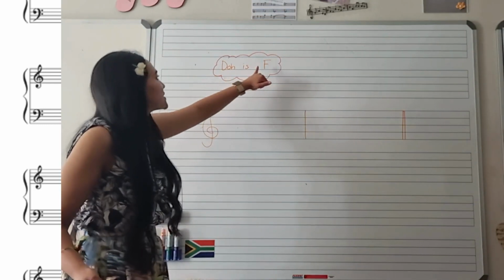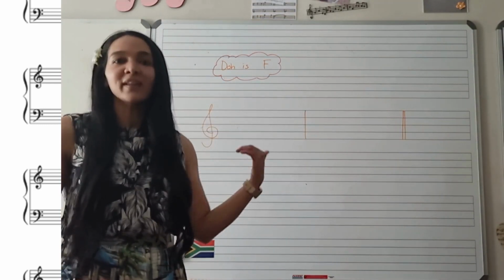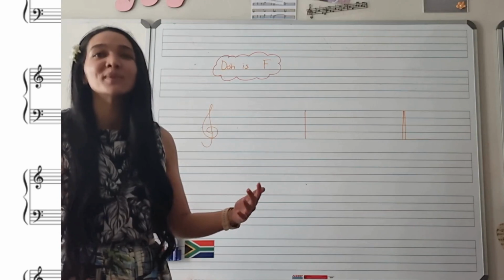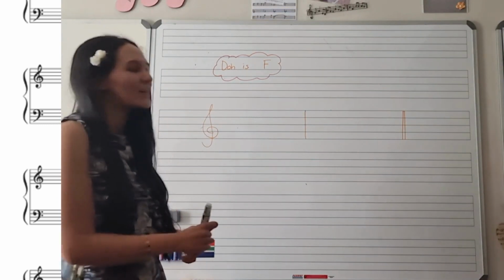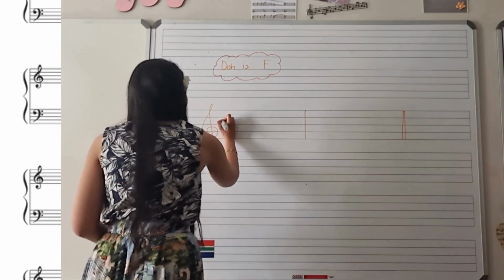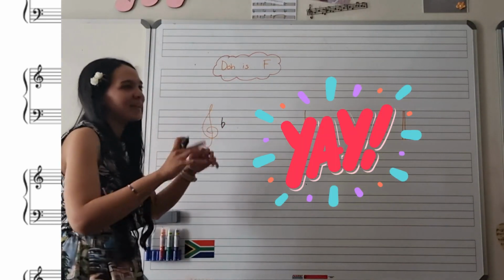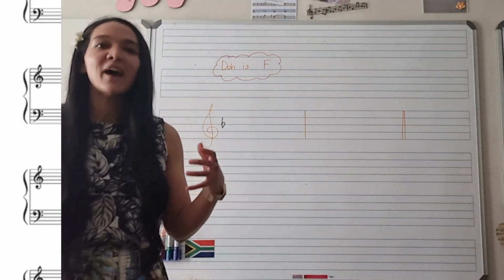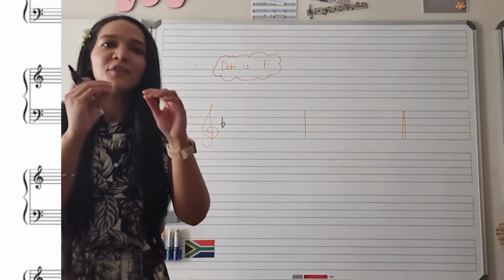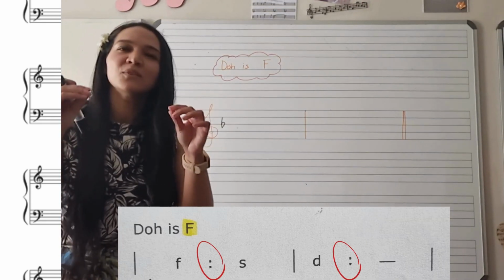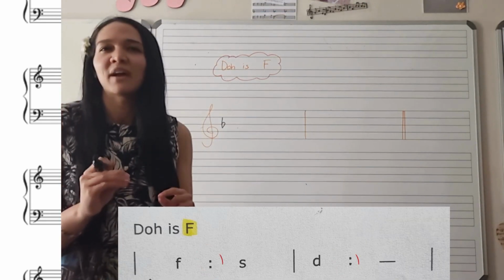So they say Do is F, which means our tonic is F, which means we're in F major. So we definitely have to go ahead and put in our key signature. So F major's key signature is a B flat. Yay. Next we have to put in our time signature, and with a colon separating each beat we can sort of see how many beats we have.